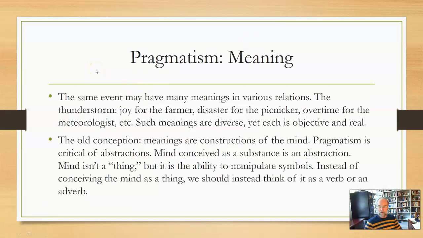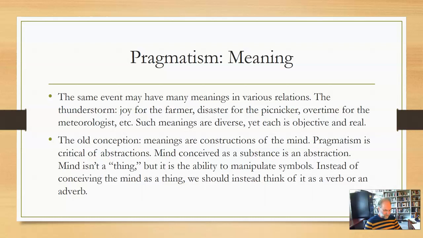Now, the old conception of meaning: meanings are constructions of the mind. Pragmatism is critical of abstractions. Now, we need them, but they want to keep them in their proper place. Mind, conceived as substance, is an abstraction. Contra Descartes, mind is not a substance. It is nothing more than the ability to manipulate symbols. It's not some mysterious faculty.